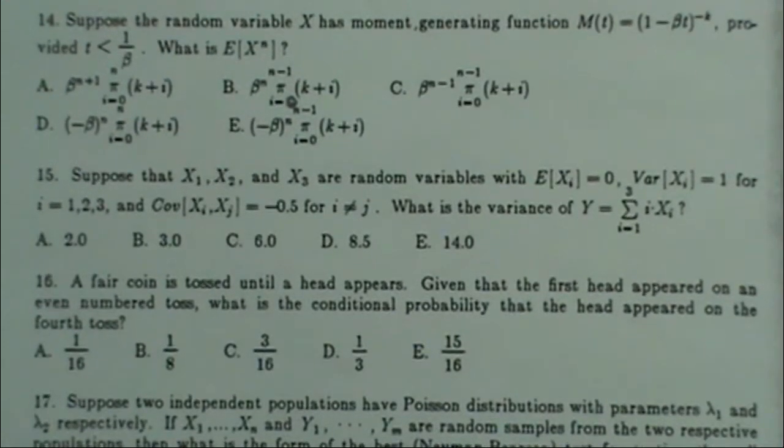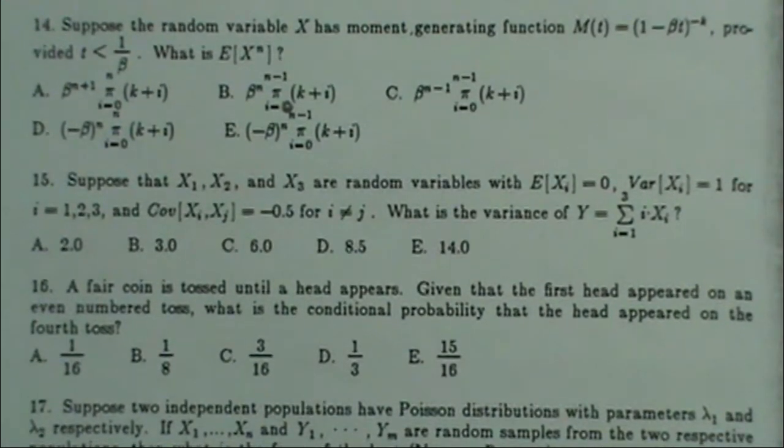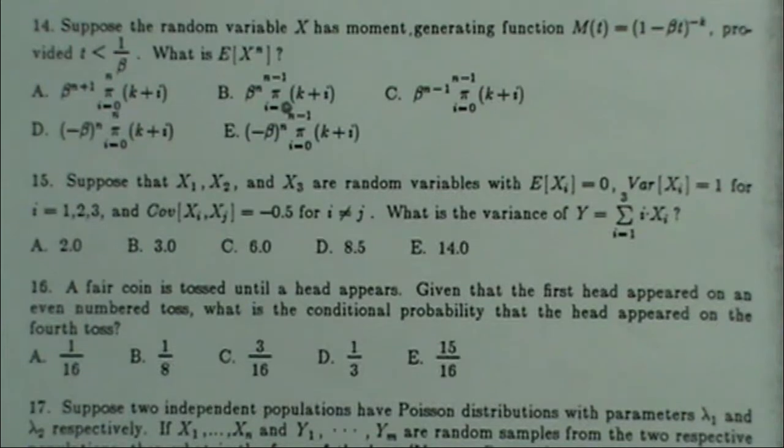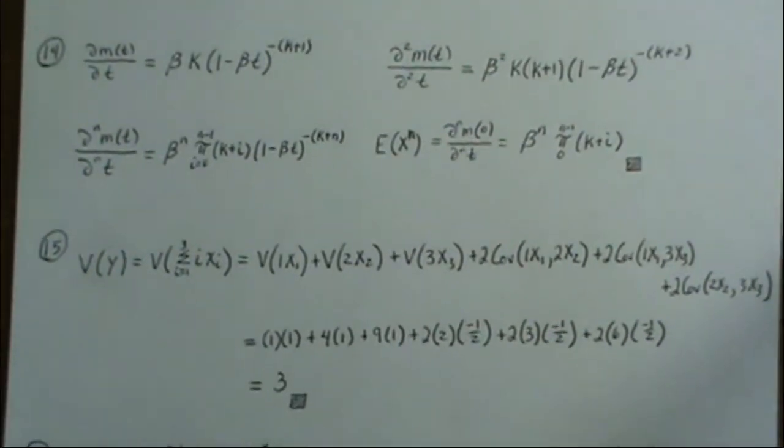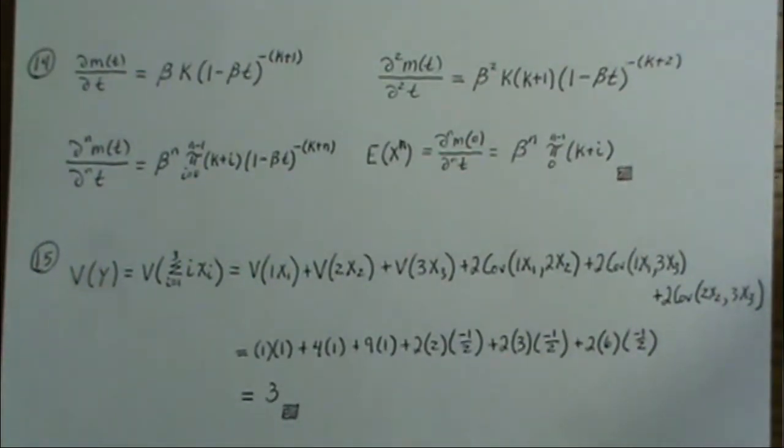Suppose that x1 through xn are random variables with expectation 0 and variance 1 for i equals 1, 2, 3, and the covariance of xi and xj is equal to minus 0.5 when i is not equal to j. What is the variance of y, which is the sum from 1 to 3 of i times xi? Now number 15, we want to find the variance of this sum.